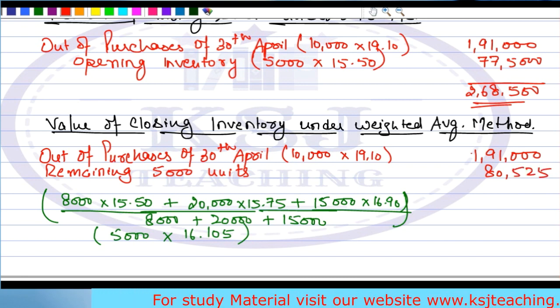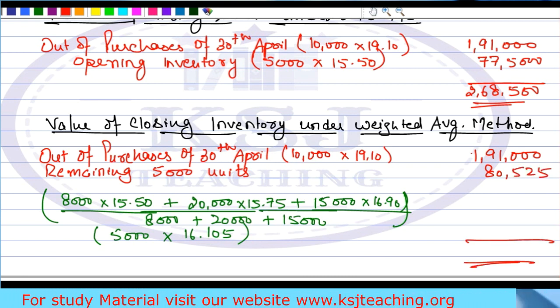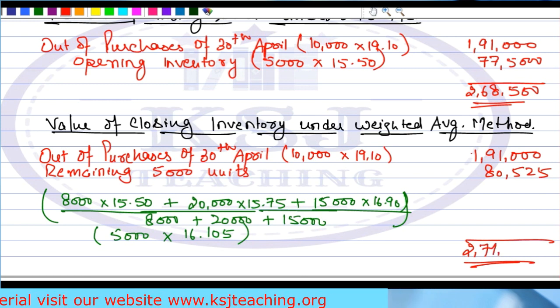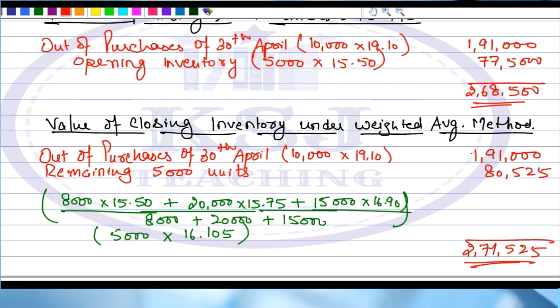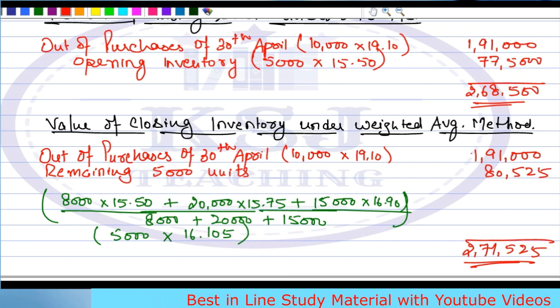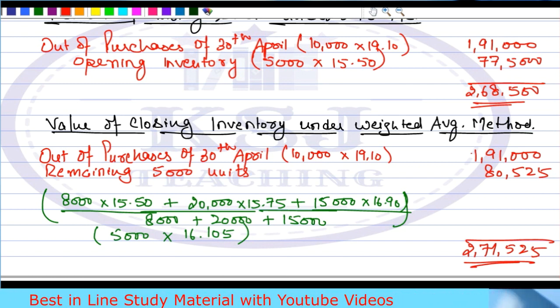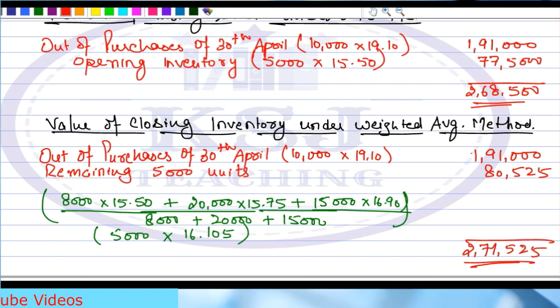So the value of these remaining 5,000 units is going to be 80,525. So the total value of closing inventory will be how much? 2,71,525. So this is an important question, a different question, I can say, which will make you understand the small things, how we have to tackle it. Clear? Any doubts?